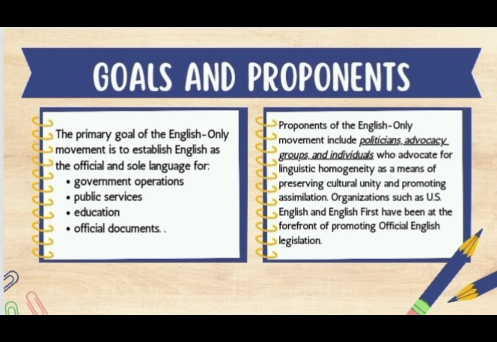So the English-only movement started in the late 20th century, and they thought having just one language, which is English, would really help everyone feel more like they belong to the same country. The supporters of this movement believe that using only English for things like government work and paperwork makes life simpler and helps everyone understand each other better. For example, groups like US English and English First have been working to make laws in different states that say English should be the official language. They think that it will help everyone feel more connected and make it easier for people to understand each other.